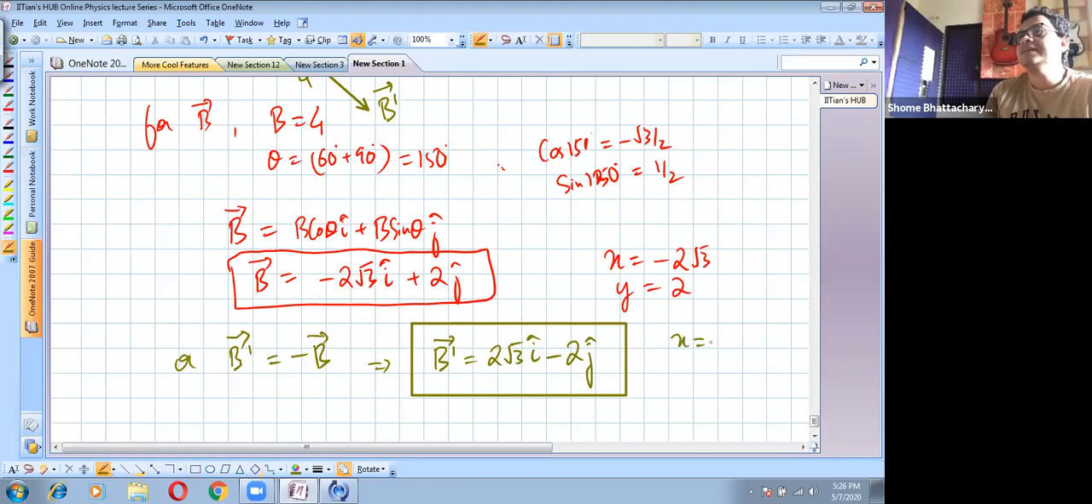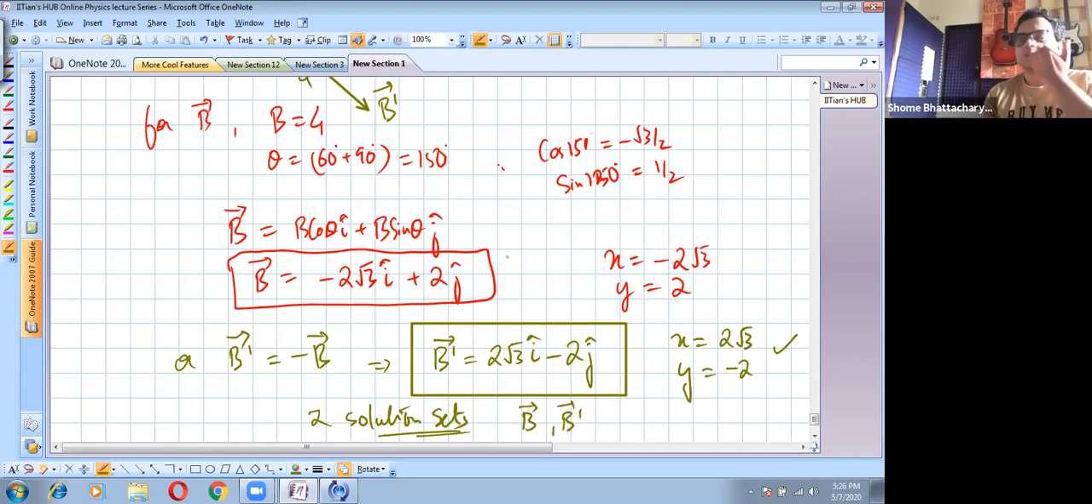We could have taken the value of x as plus 2 root 3 instead of minus 2 root 3, but then the corresponding value of y would have to become minus 2. So this has become another solution set. So we'll say over here that there are 2 solution sets for the given question. One is corresponding to the vector b and the other is corresponding to the vector b prime. So that is why more than one option is correct over here.